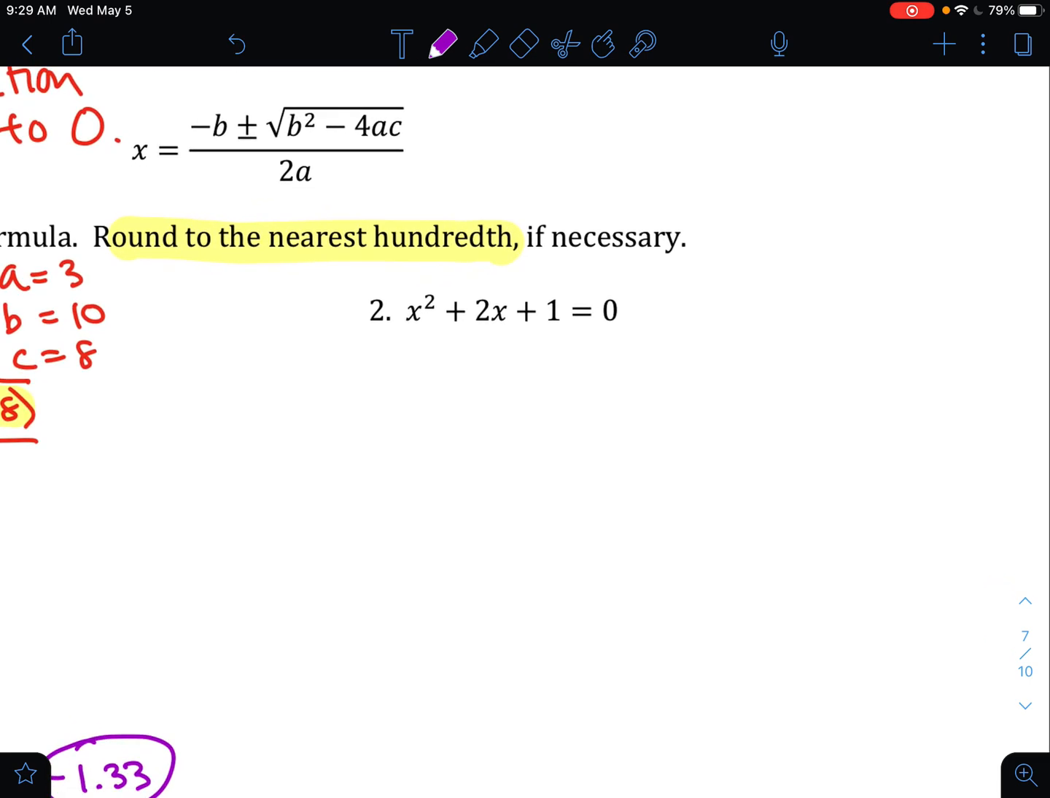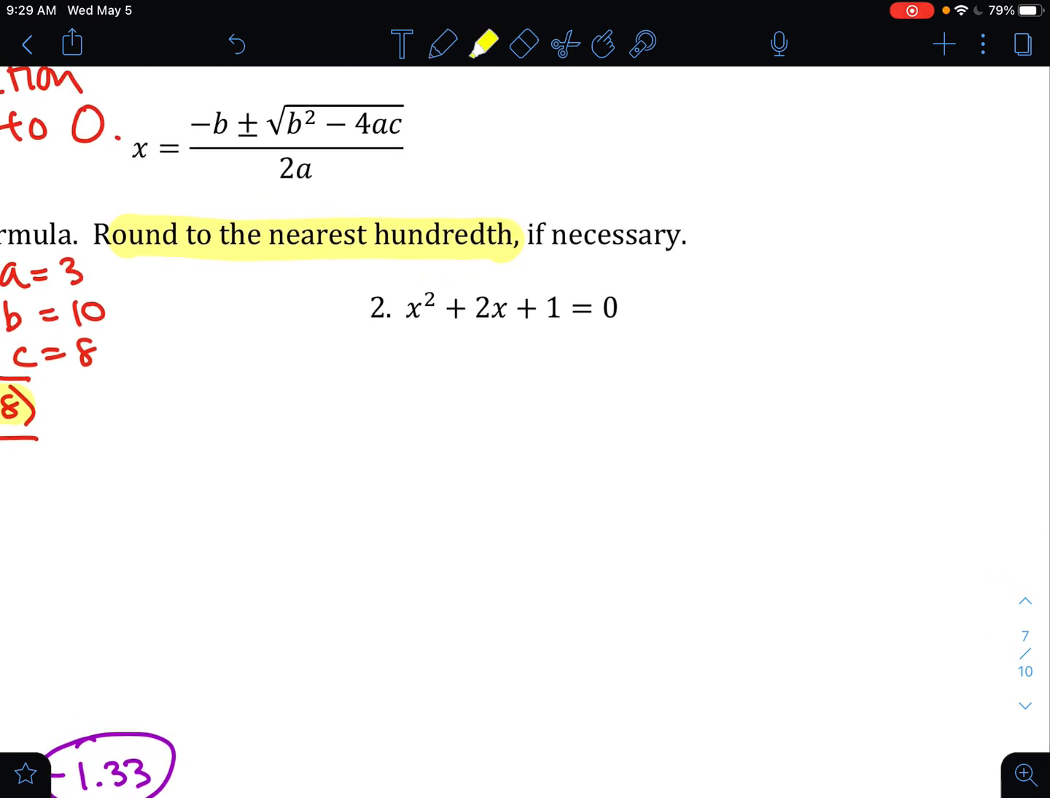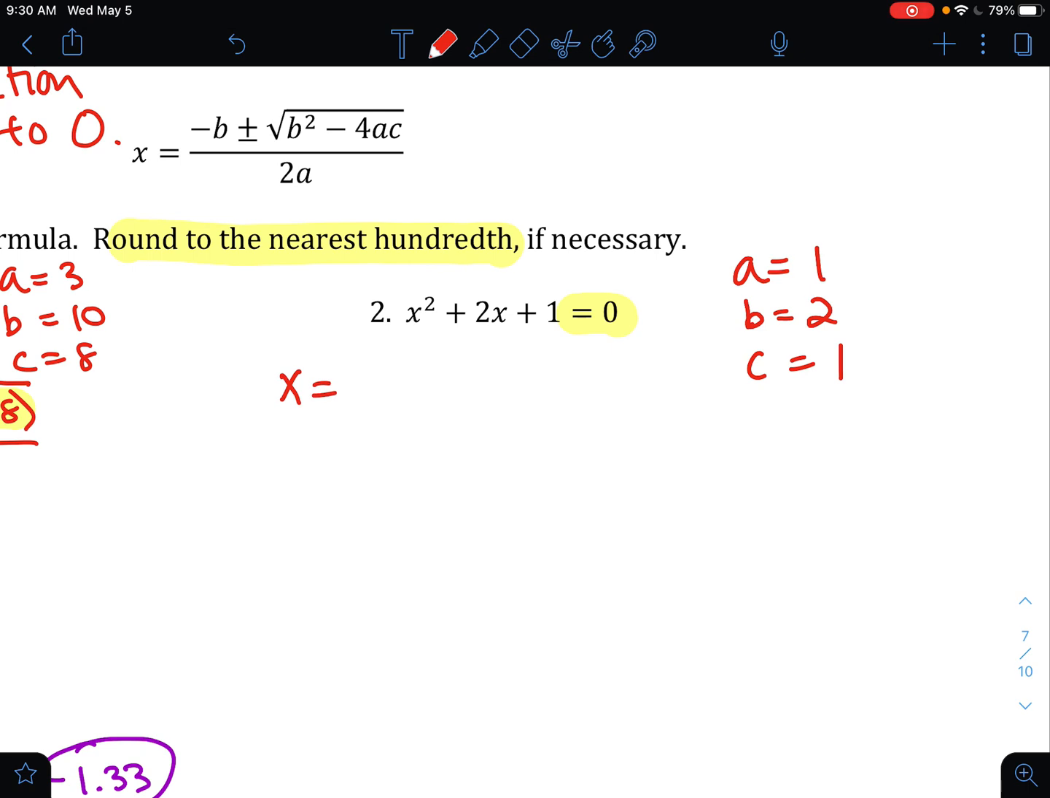Okay, moving right along. Number 2. Step 1 is great. I already have it equal to 0. So I'm going to write out the A, the B, and the C value. The A value is 1. The B value is 2. And C is 1. Okay, so X equals negative, and then B is 2. So it'll read negative 2 now.